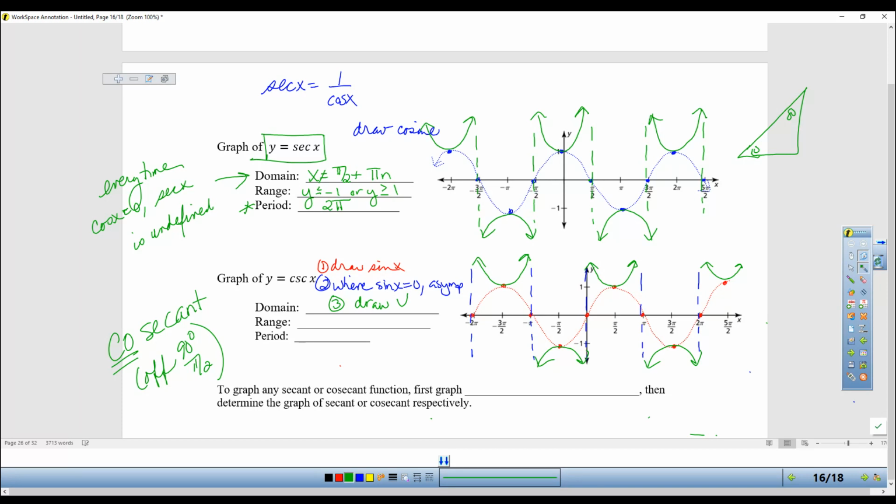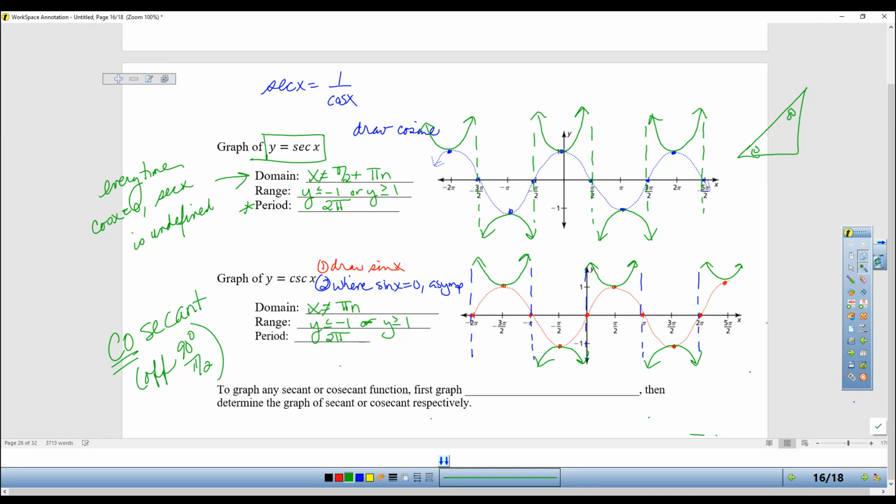Okay, so what is my domain? My domain, just going to erase this last step here. My domain is going to be x is not equal to 0, pi, 2 pi. How can I sum that up? Just pi n, every multiple of pi. Its range is the same as the last one. It's going to be less than -1 or greater than 1. Those u's start up at 1 or go down below -1. And the period is 2 pi.